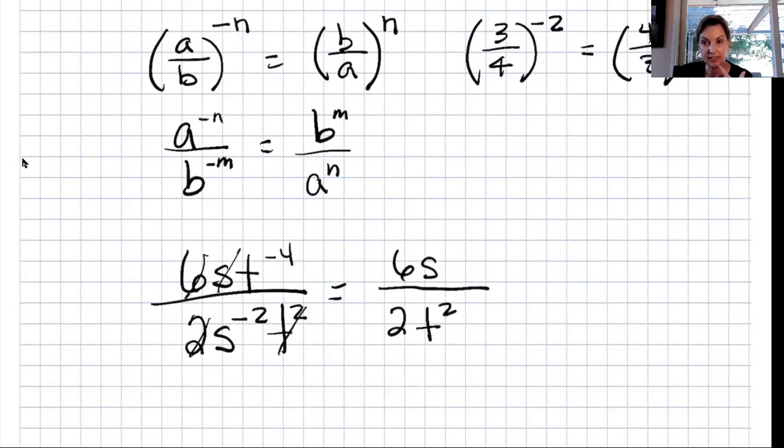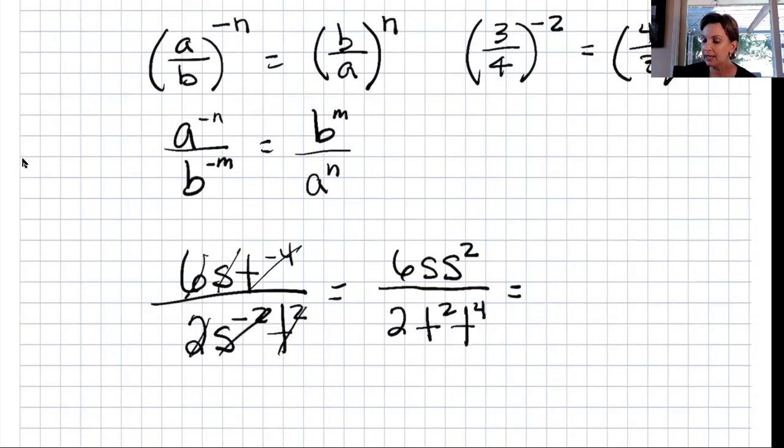Now I have a t to the negative 4 power. I don't want that negative anymore, I want to make it positive. So I move it to the bottom and make it positive. Now I took care of that. And then on the bottom, I have an s to the negative 2 power, and I want to make that a positive exponent. So I move it up to the top and make it squared. See what I did there? I just got rid of the negative exponents right off the bat.